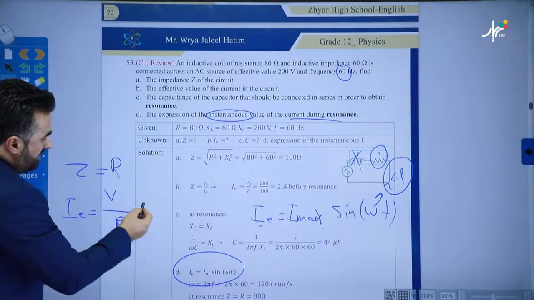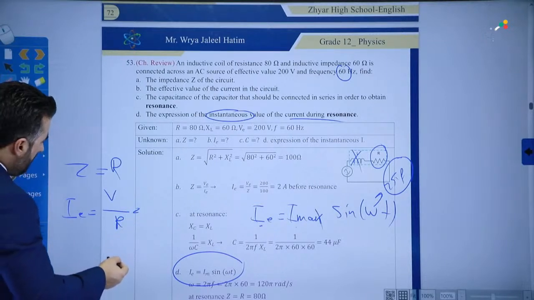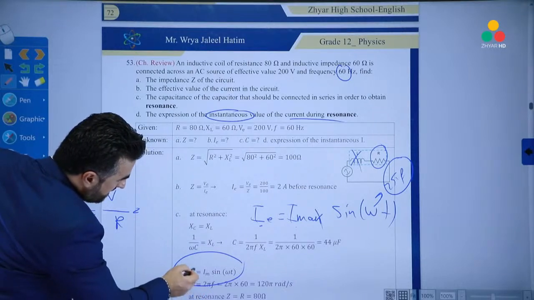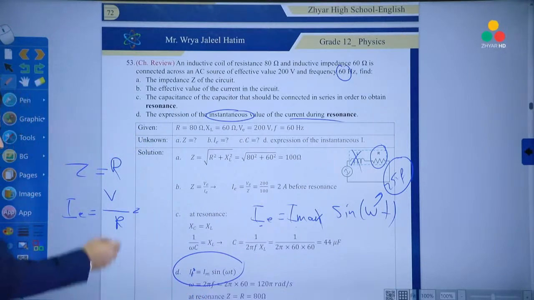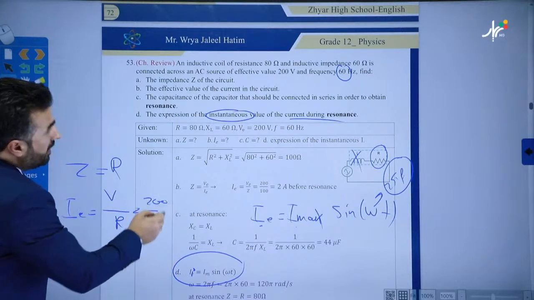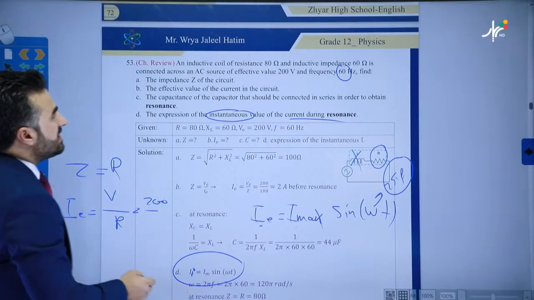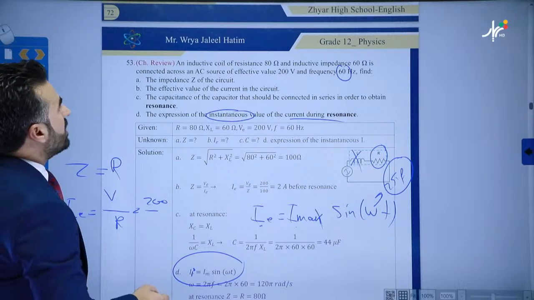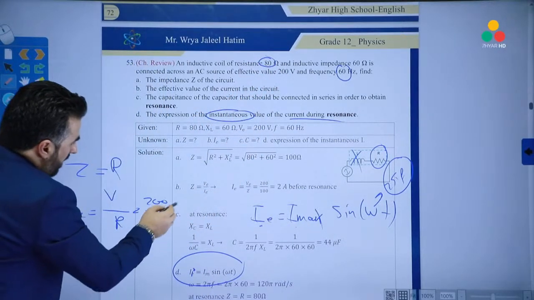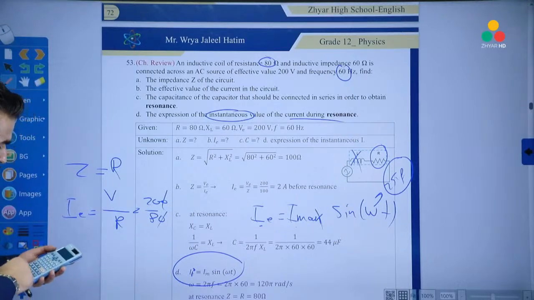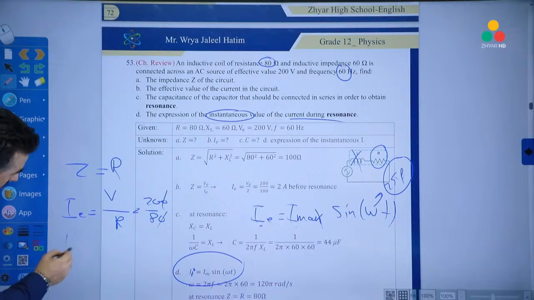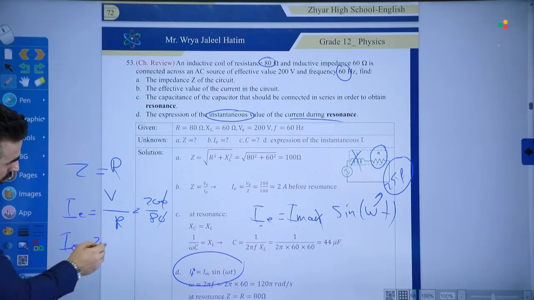Then if that is the case, let's say we're trying to find I effective, by the way, yeah? So this is I instantaneous here, not I effective. In this case, the value of the source, or the effective, is 200. The resistance of the resistor is 60. Actually, the inductive coil resistance is 80. So you divide the two. So 20 divided by 8 is basically 2.5, so the current I effective is 2.5.